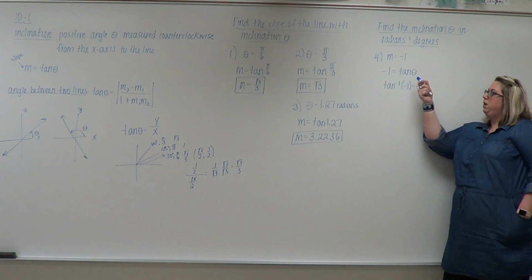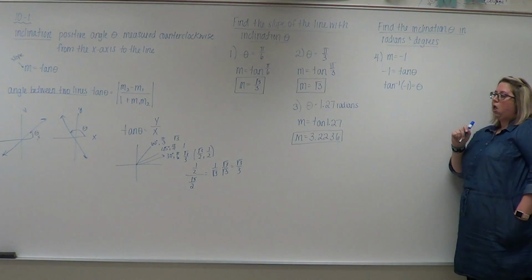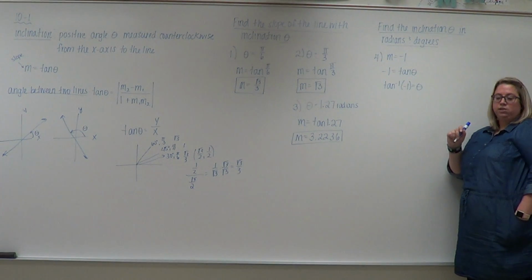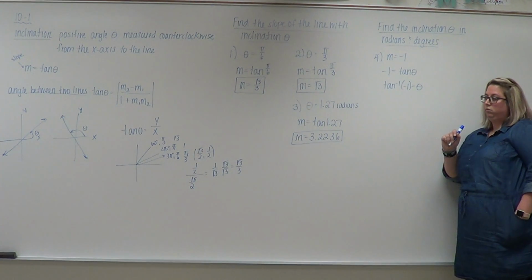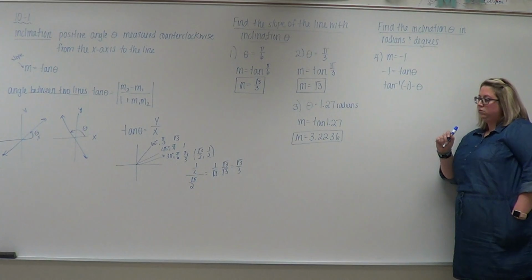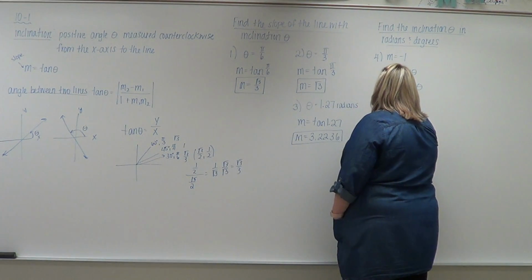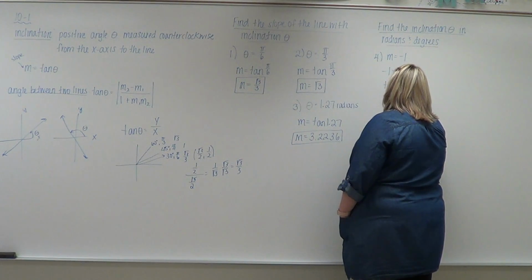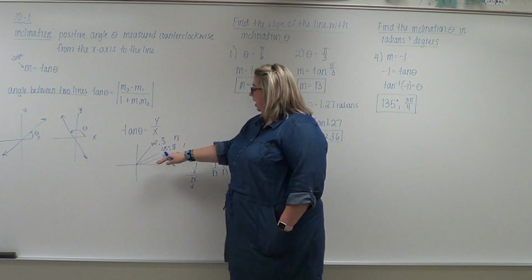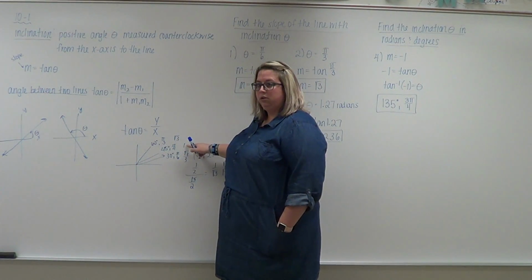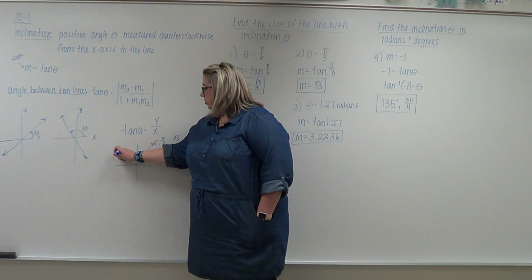Where would this be, in quadrant 1 or quadrant 2, if my slope was negative? Quadrant 2. Does anybody know what it is without using their calculator? 45, which is 3 pi over 4. If 45 is 1, then negative 1 is the 45 degrees over here, which is 135.